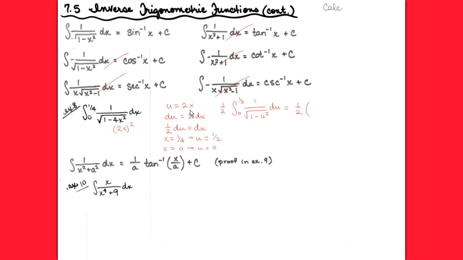All right, so I notice this is a perfect match for my formula, 1 over the square root of 1 minus x squared, here 1 over the square root of 1 minus u squared. So I can just take that constant of 1/2 and pull it out in front, and I'm going to replace this with what it's equal to, which would be the inverse sine function. Because this is a definite integral, let's go ahead and put 1/2 in the place of u and 0 in the place of u.